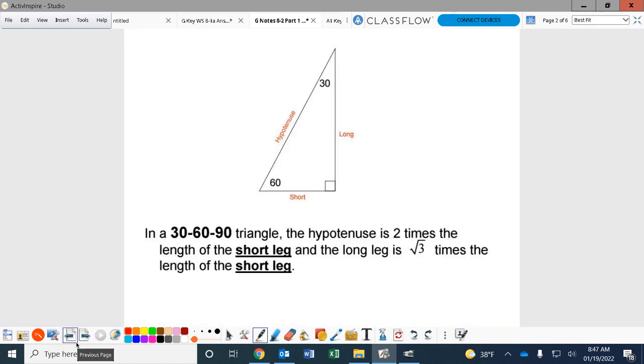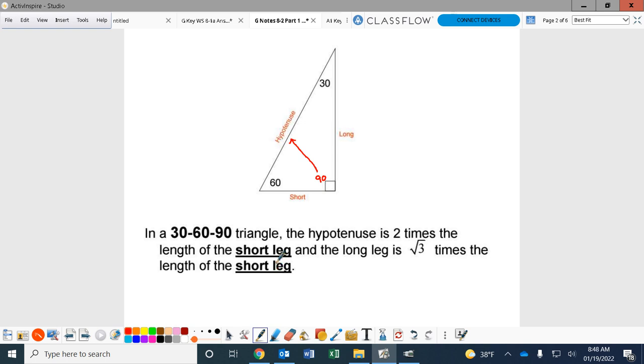Okay, here is a 30, 60, 90 triangle. Look at the triangle itself. It has a 30-degree angle, a 60-degree angle, and a right angle, which is going to be 90 degrees. In this 30, 60, 90 triangle, there is what we call a short leg, a long leg, and the hypotenuse. You can always identify the hypotenuse because it is going to be across from the right angle. The hypotenuse is always across from the right angle.